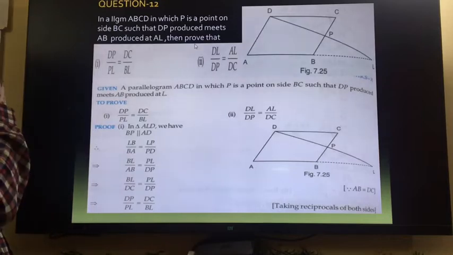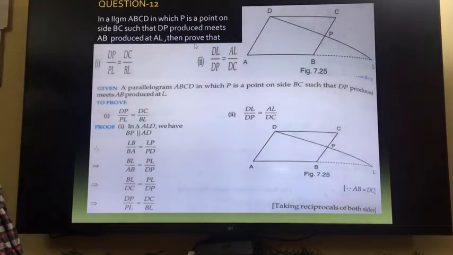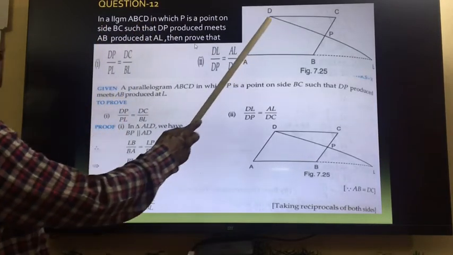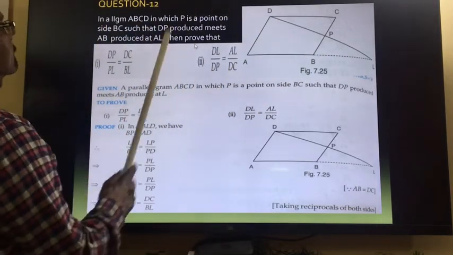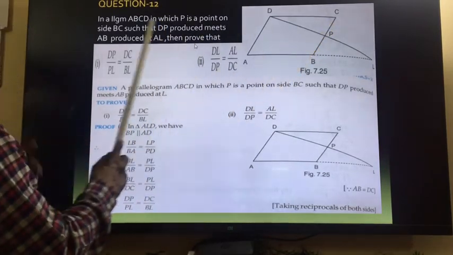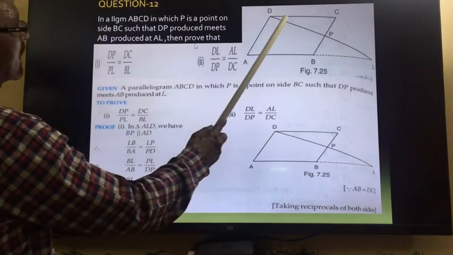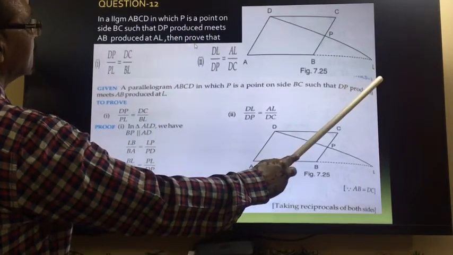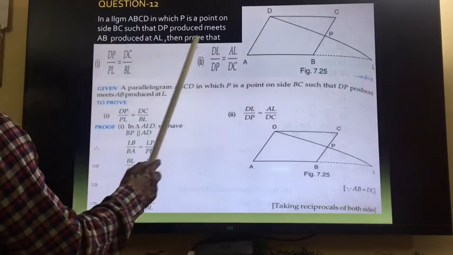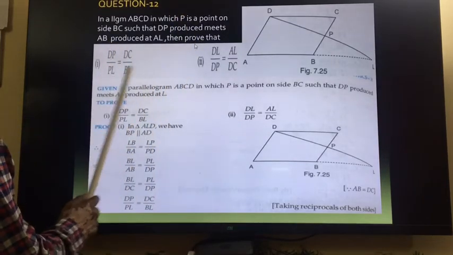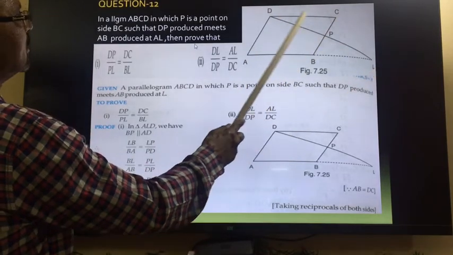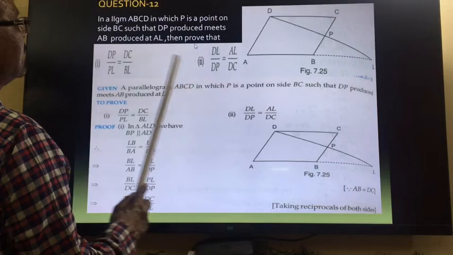Now see the next question. This is an important question, so please do it carefully. The question is, in a parallelogram ABCD, this is one parallelogram ABCD, in which P is any point on side BC such that when DP is produced up to L, then we have to prove that DP upon PL is equal to DC upon BL.